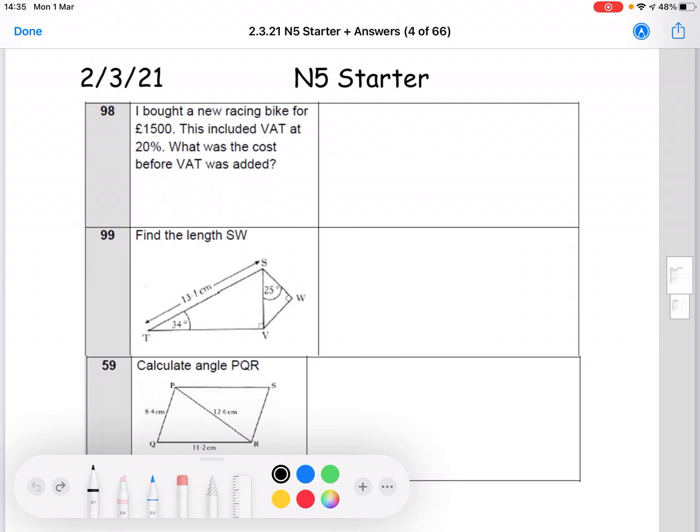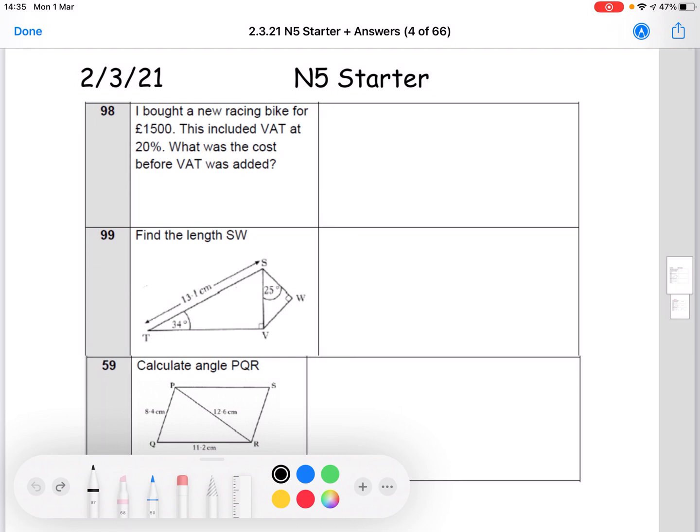So the first question here, question 98, says, I bought a new racing bike for £1,500. This included VAT at 20%. What was the cost before VAT was added? So because this 20% has already been included, this is a reverse percentages question.